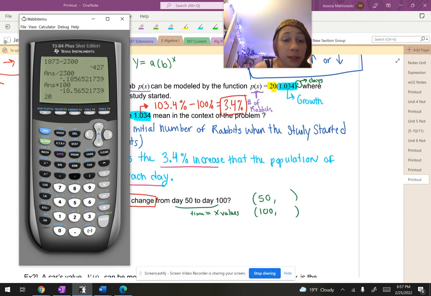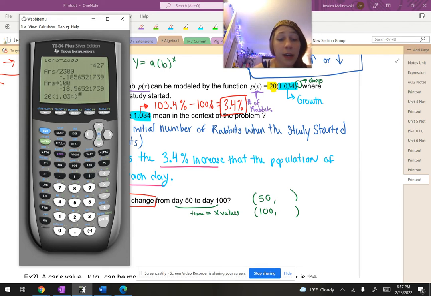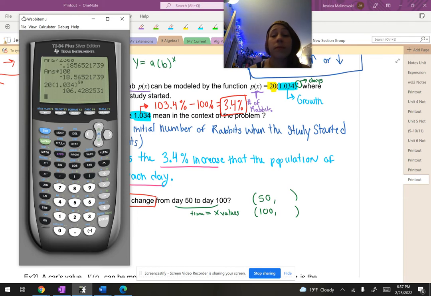And let's see, 20 times 1.034, close parentheses, caret to the 50.